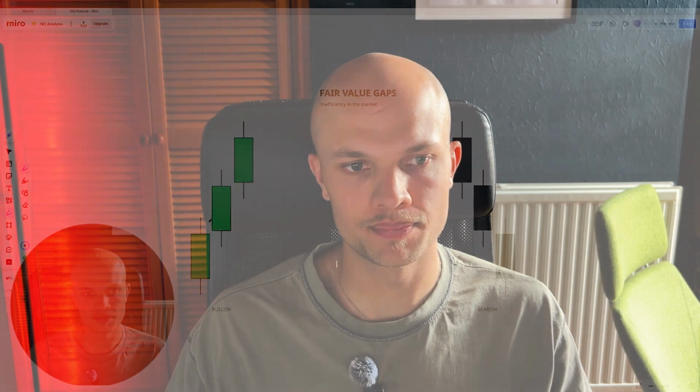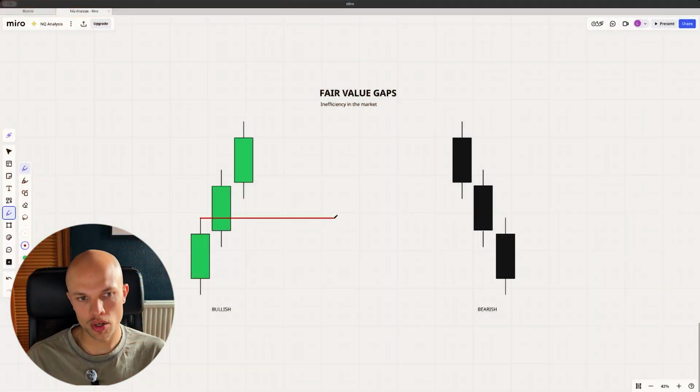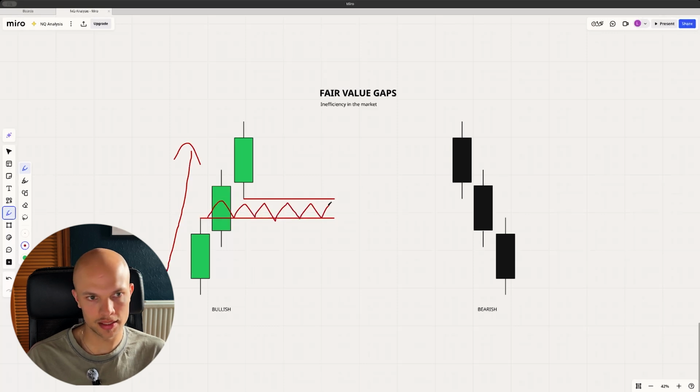Now a fair value gap is a 3 candlestick pattern. We mark out the top wick of the first candle to the bottom wick of the third candle in a bullish scenario, and that is our fair value gap. So we mark out the center gap here for our fair value gap.